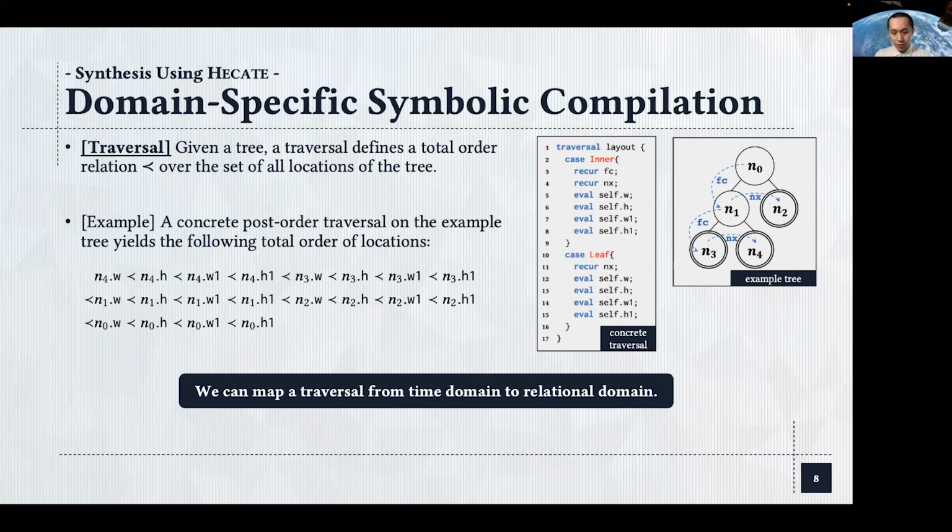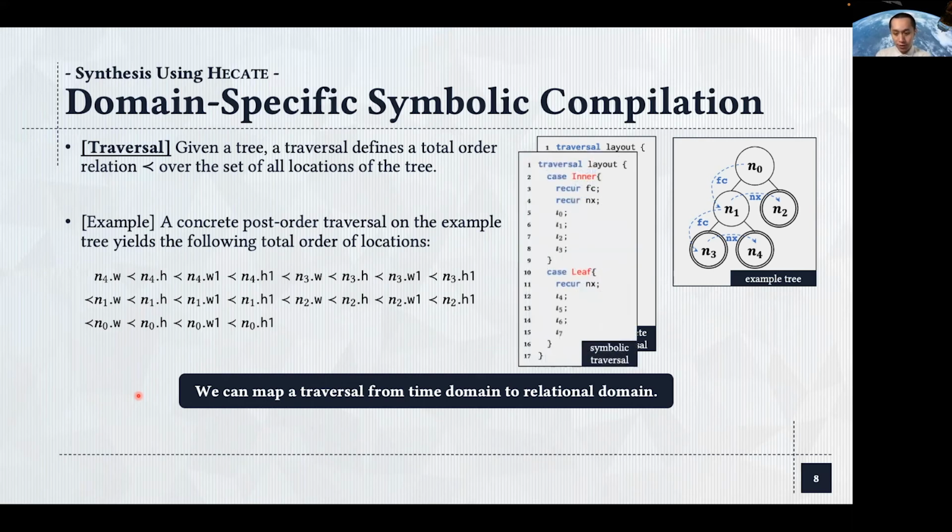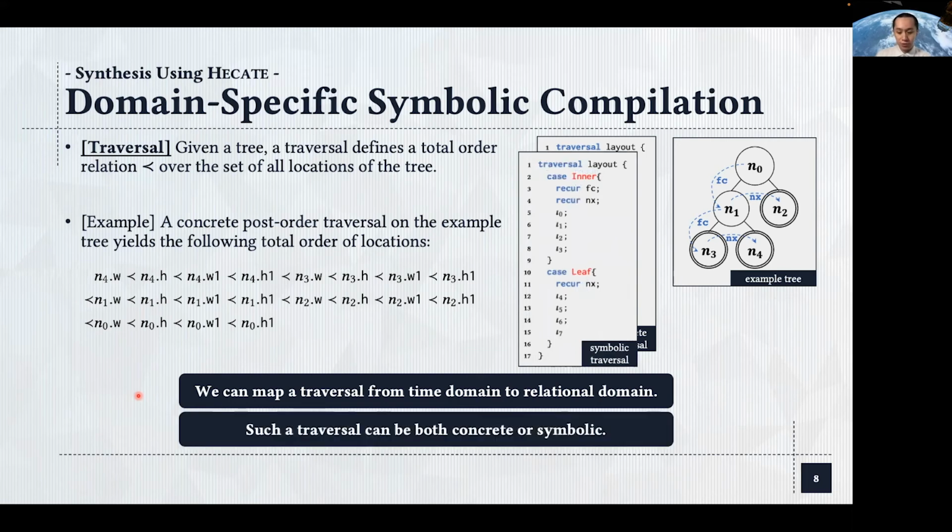So furthermore, such a total order sequence actually encodes the relations between the time steps and the corresponding locations. For example, in the first time step, n4.w gets evaluated, and then in the second, it is n4.h. Such a perspective of the problem actually provides a mapping between the time step and the relational domain, which allows us to get rid of the T variables in the previously generated constraints in the general purpose symbolic compilation. And another good news is, such a perspective also applies to symbolic traversals. All you need to do is just to replace the concrete attribute with the symbols that represent different slots.